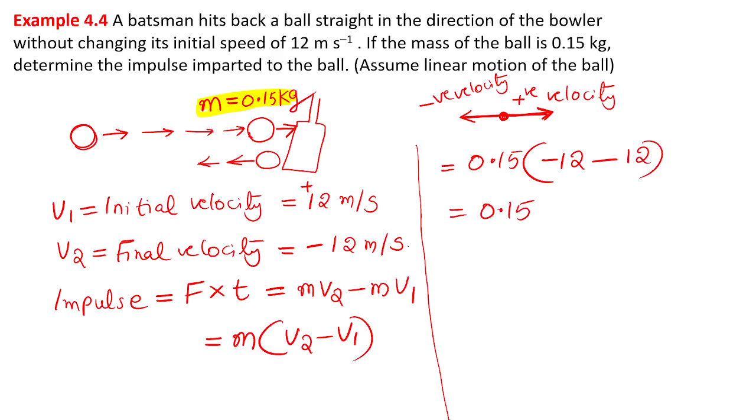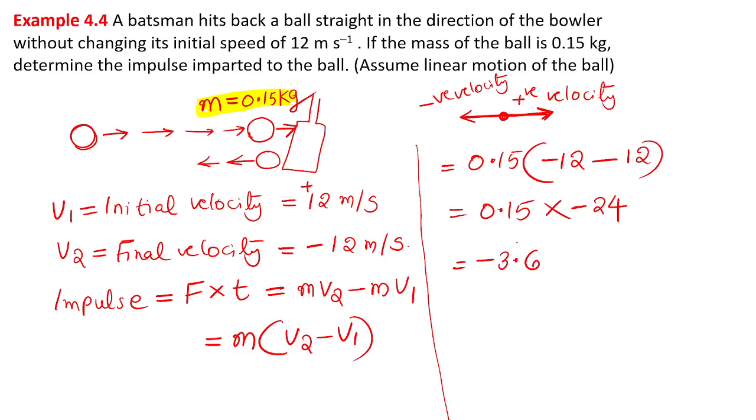0.15, not 0. Some students write it as 0. They don't consider the sign. Minus 12 is minus 24. Let me multiply these numbers. After writing the answer, you can ask me doubts. So 24 into 0.15 is 3.6, minus 3.6.